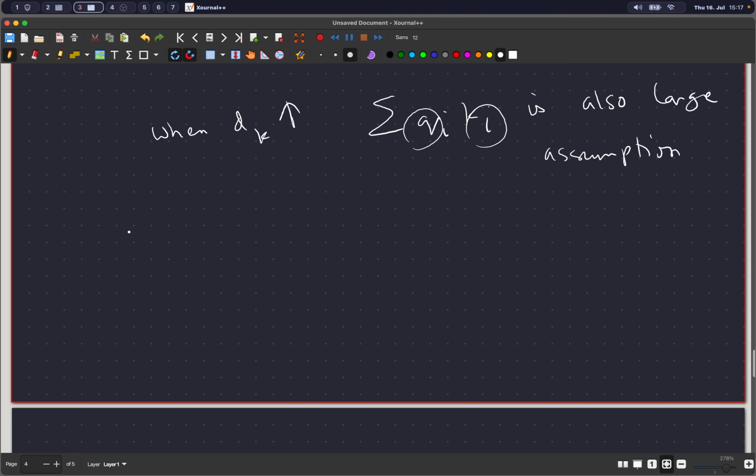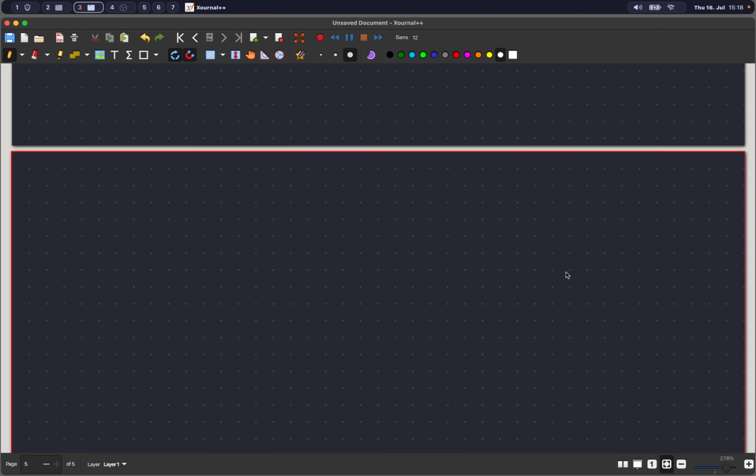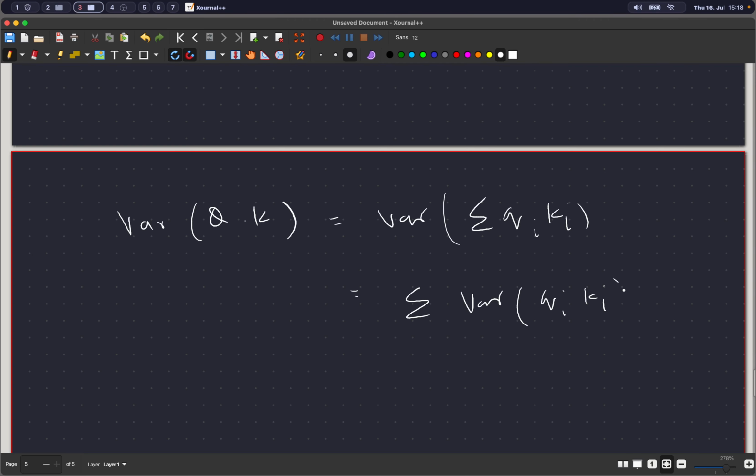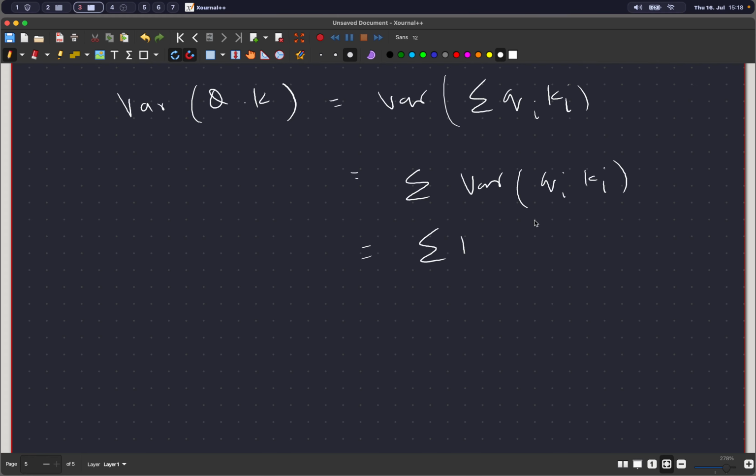So suppose each component Qi and Ki are independent random variables, and they have a mean of 0 and a variance of 1. Now, when we calculate the variance of q times k, which is also the variance of sigma Qi times Ki, we can take out sigma and then just do Qi Ki, and the variance of Qi Ki is 1. I have skipped a lot of steps, but it is self-explanatory. So sigma 1, and we are doing it dk times, so the value is dk.